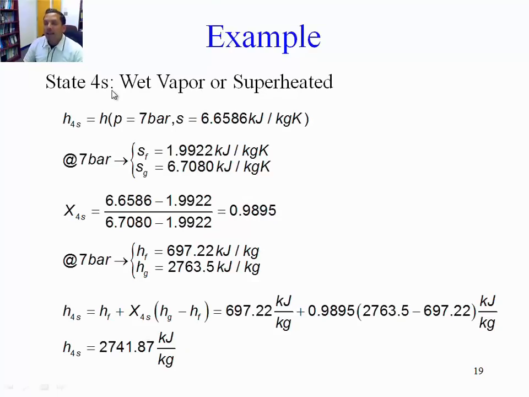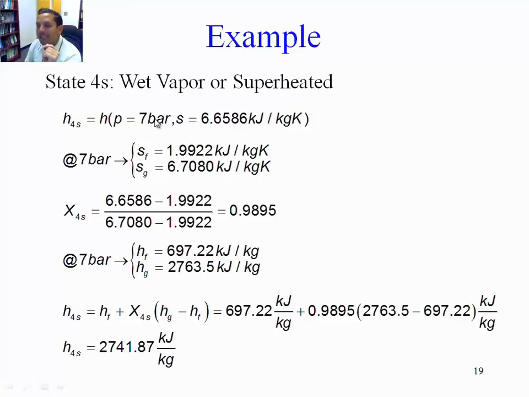How about state 4? State 4 is after the pass through the first turbine, the high pressure turbine. It goes in at 80 bar and 480 Celsius, and then it comes out at 7 bar. Ideally at the same entropy as what it comes in with. So it comes in at 6.6586 and it comes out at 6.6586, ideally.